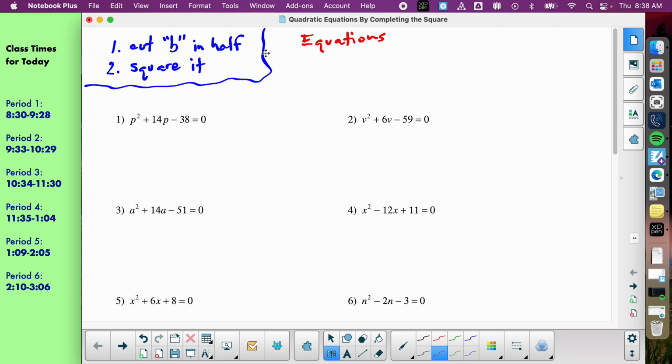What I wrote in blue, the 2 steps there, that's how to complete the square. But if you're trying to solve an equation, completing the square isn't the whole problem. So if you have an equation, the first thing you actually want to do is make sure to move C to the other side, so A and B are only on the left.